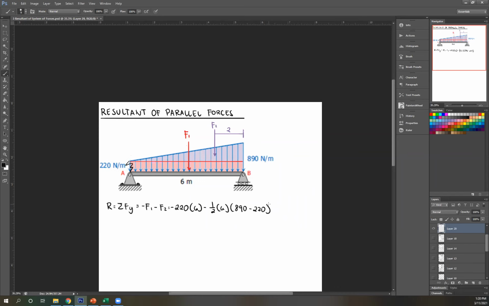Okay? And then if you solve for that, you're going to get negative 3,330 Newton. And since we just solved for a value, that negative means it's downward. So 3,330 Newton downward. Or you can write the whole word downward. Okay. Next, position. So to get the position, you're going to choose an arbitrary point again. So you can choose it at A or at B.